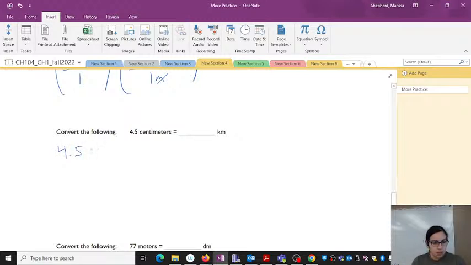All right. So let's try the next one. So 4.5 centimeters to kilometers. And so this one could have been one that you did as a two-step if that wasn't obvious. And personally, I would probably do a two-step just to keep it clear.